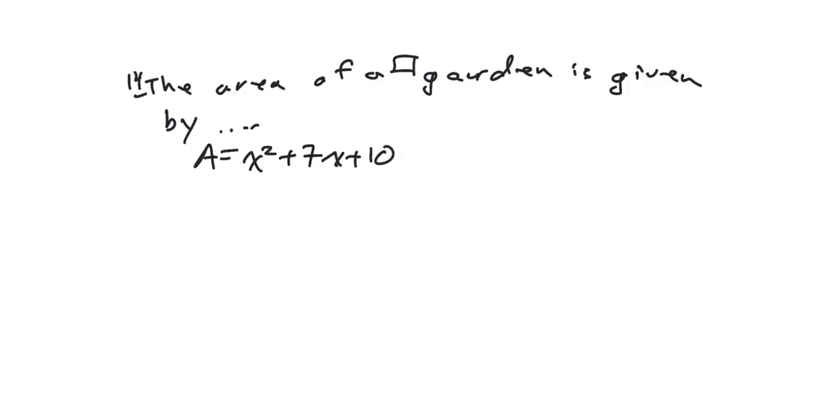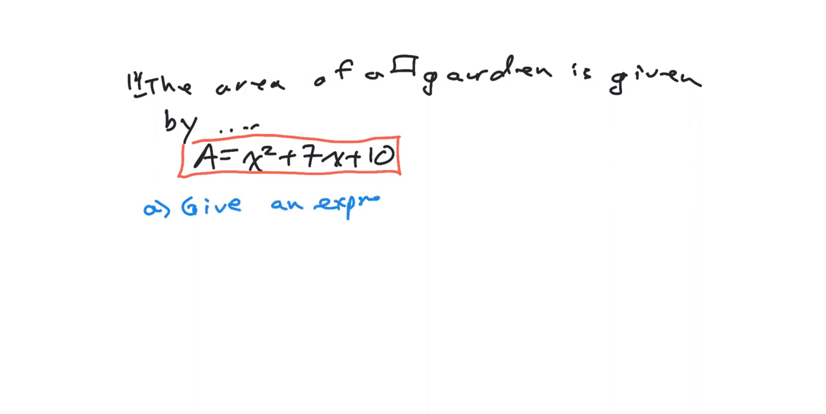Right, so for question number 14, they're telling us that the area of a rectangular garden is given by this. Okay? Now, I'm going to tell you what they're asking you. For question number 1, they're saying, give an expression of the length and width.